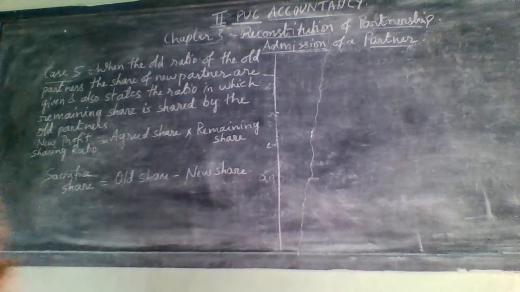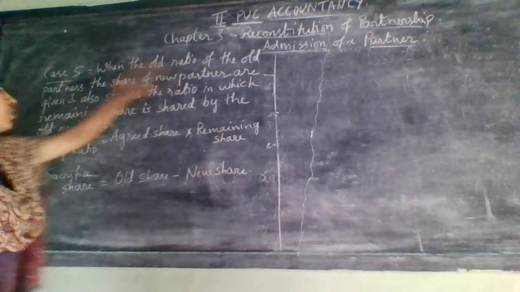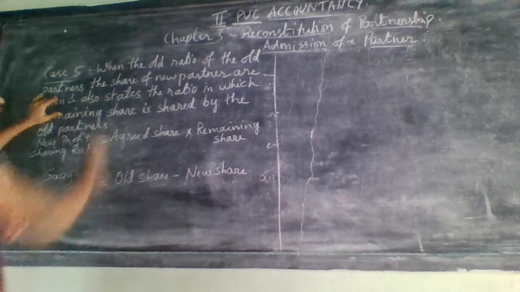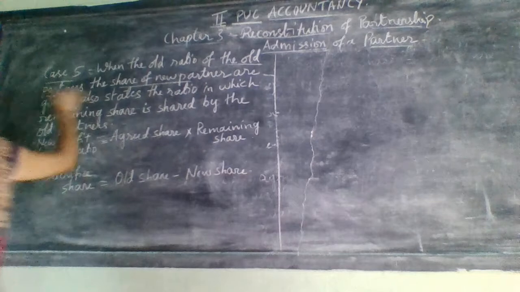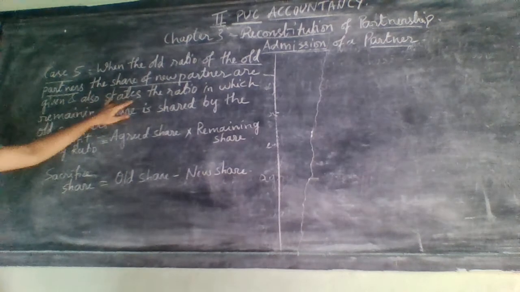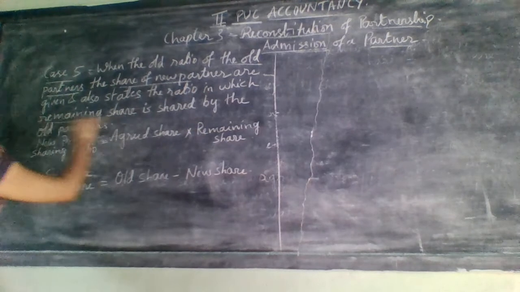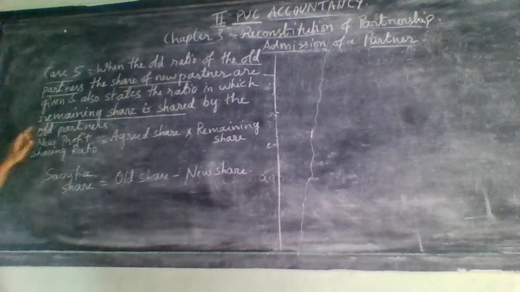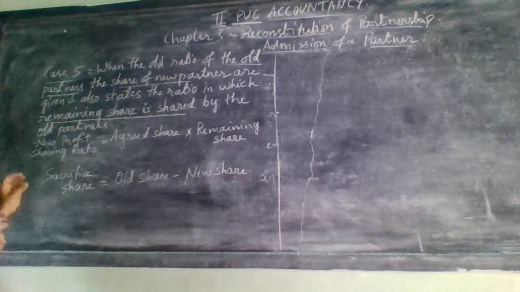See, in this fifth case, what they will give in the problem is the old ratio, the share of the new partner, and also the ratio in which the remaining share is shared by the old partners.